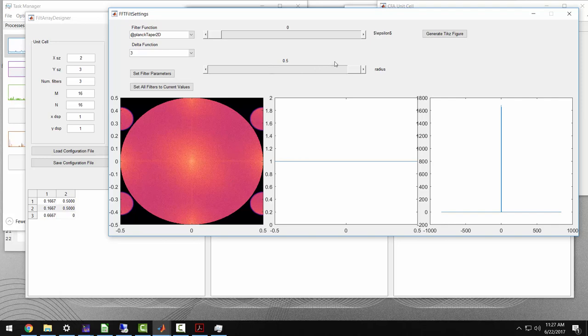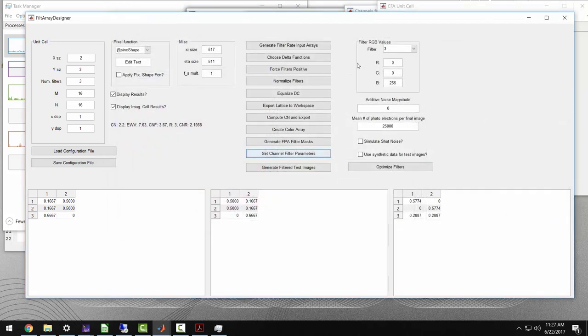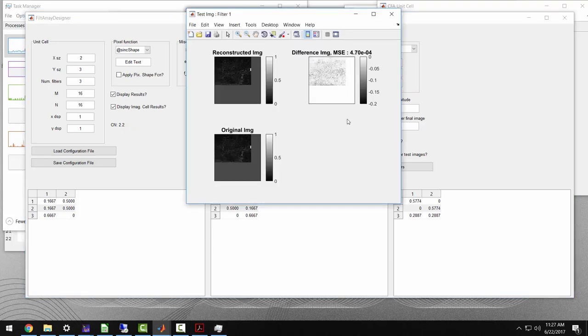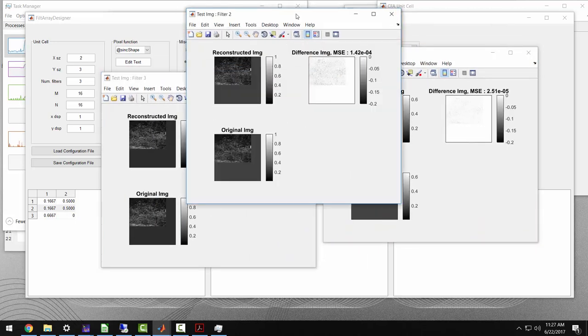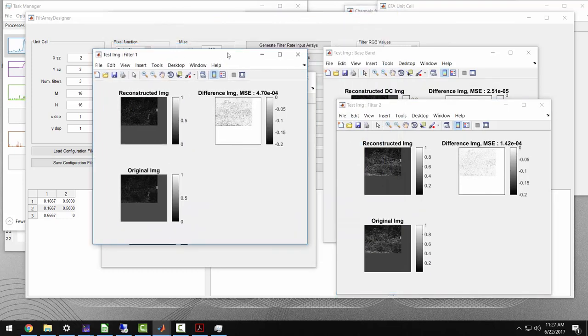So we set the filter parameters. Let's close this. We won't simulate any shot noise. We won't simulate any noise. And then we can generate test filter images. The code will give you each color band reconstructed. You can provide your own data if you'd like. Just look at the hyperspectral data.